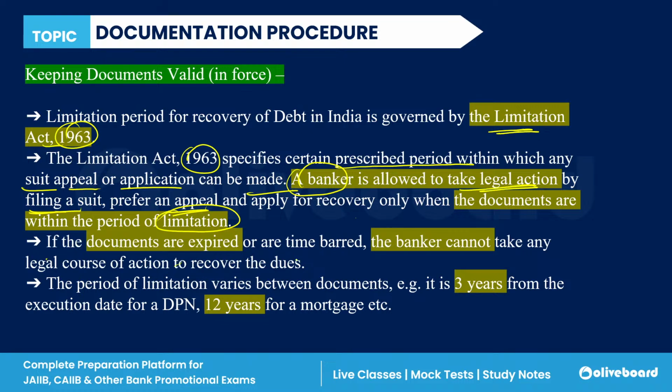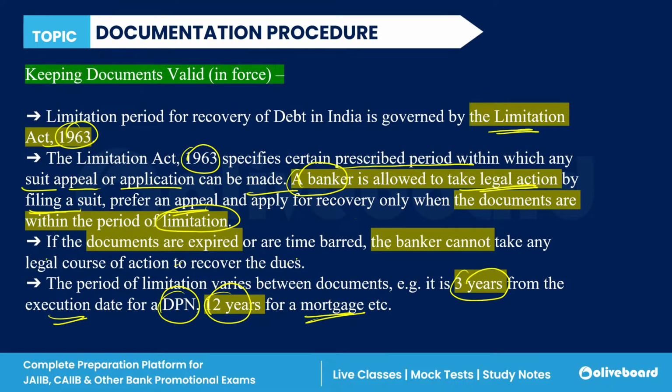So, if the documents are expired, the banker cannot take any legal action to recover the dues. For example, the period of limitation for the documents is 3 years from the execution date for a demand promissory note and 12 years from the execution date for a mortgage loan. So it is very important that as a banker, you should be aware of the limitation period. If there is any default and you want to file an application or appeal against the defaulter party, you should do so within the limitation period.